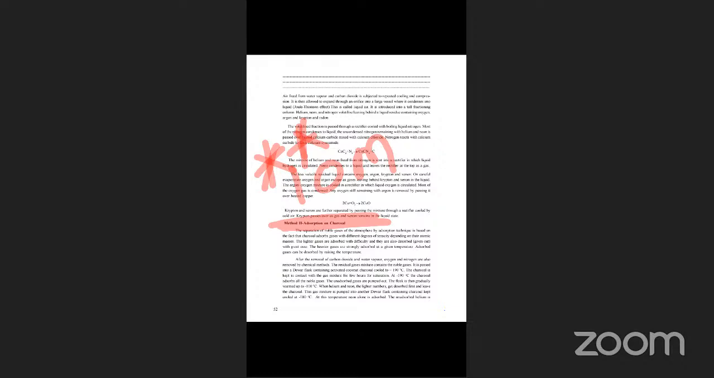At a given temperature, adsorbed gases can be dissolved by raising the temperature. Raising the temperature, the strongly adsorbed gases are removed. These are the adsorption and desorption methods.